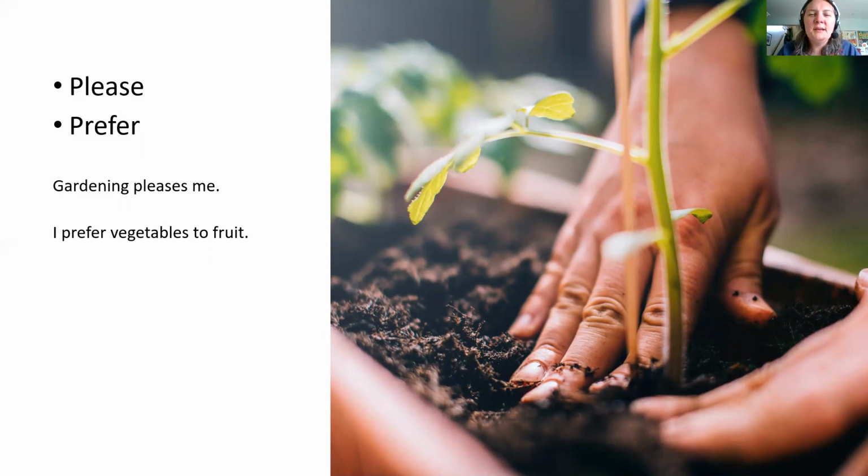Gardening pleases me. I like gardening. Gardening pleases me. It makes me happy. I prefer vegetables to fruit. This is very similar to would rather, right? I would rather eat vegetables than fruit. I prefer vegetables to fruit. There are two different ways to say the exact same idea. So remember that because you learned something new, okay, that you can use in addition to your would rather statements.